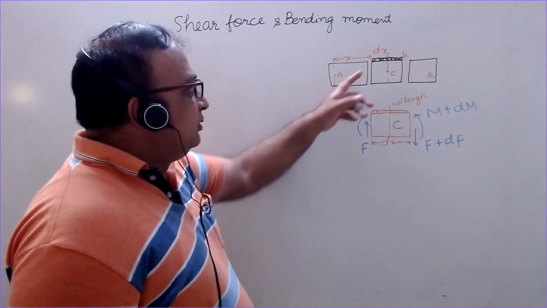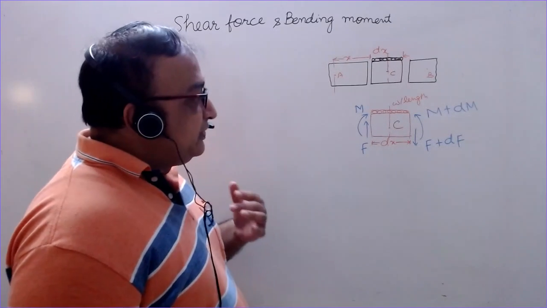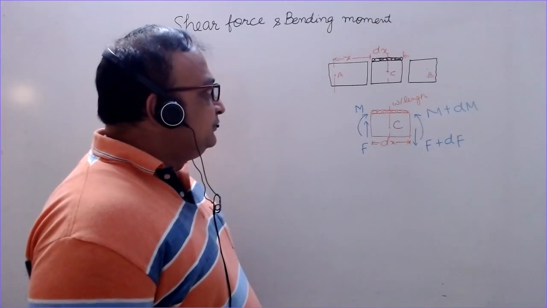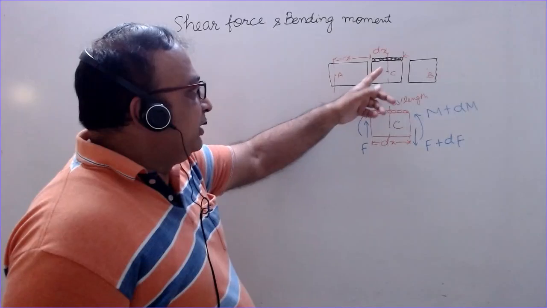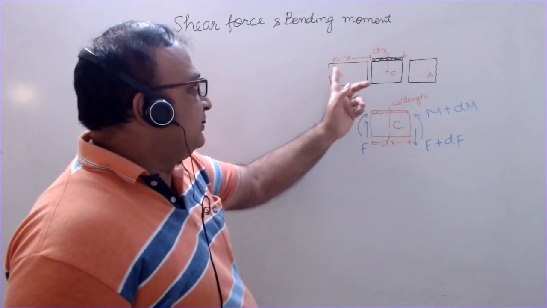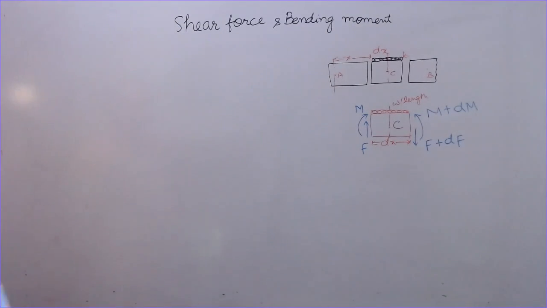It is loaded with a uniformly distributed load, small w per unit length, and we have taken a small piece of it at a distance x from this end A. A and B are the points of support, maybe simply supported, and the length of this portion is dx at a distance x from end A. So you can see the bending moment and shear force acting on this.